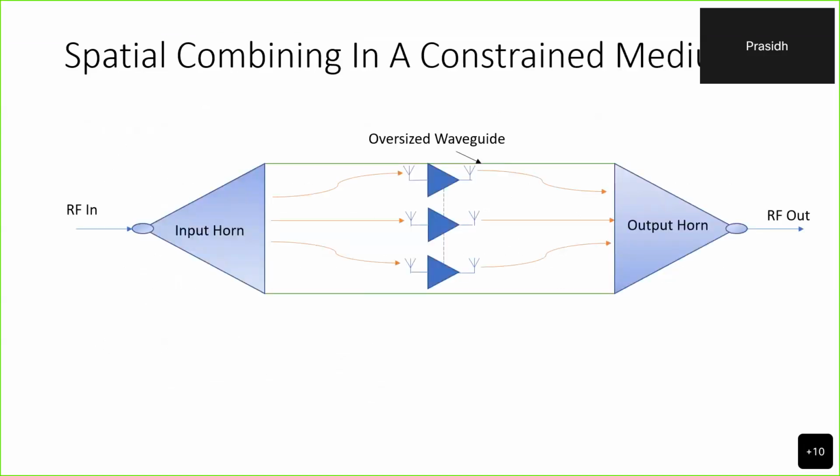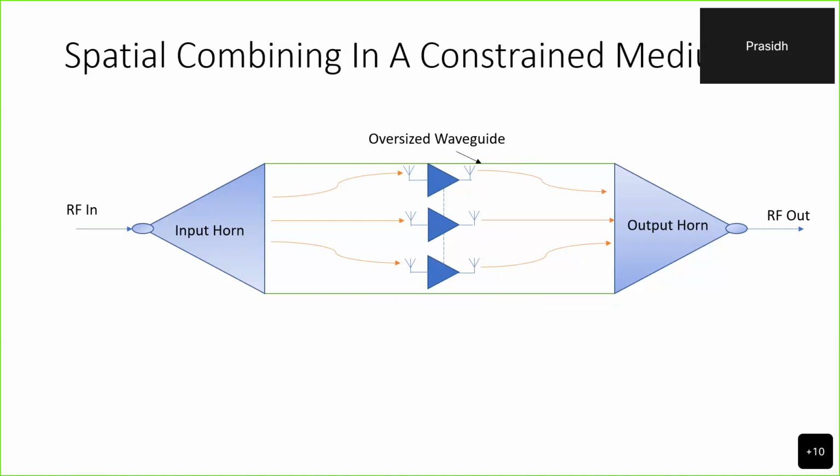Now, spatial combining in a constrained medium. This is how the thing actually started. What you can see here is an oversized waveguide. By the term oversized, I mean that the dimensions of the waveguide are much larger than required for the fundamental mode of operation. Say for rectangular waveguides, usually the fundamental mode of operation is the TE10 mode. So there is a structure which is made much wider than that.